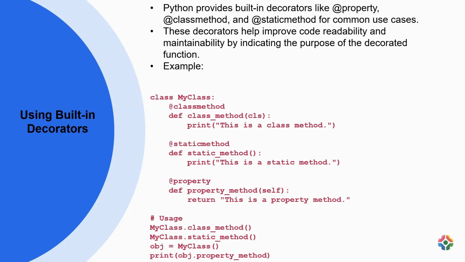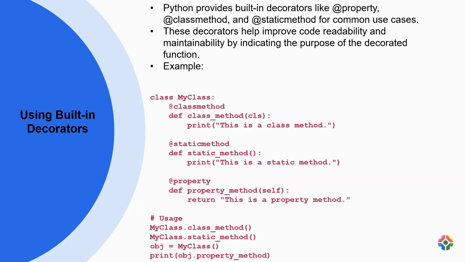For instance, in a scenario where a class requires methods that are related to the class itself rather than an instance, the @classmethod decorator is employed. This signals that the method operates at the class level as opposed to the instance level. Similarly, the @staticmethod decorator is utilized when a function within a class does not require access to either the class or instance. This signifies that the method is static and does not depend on instance or class-specific data.